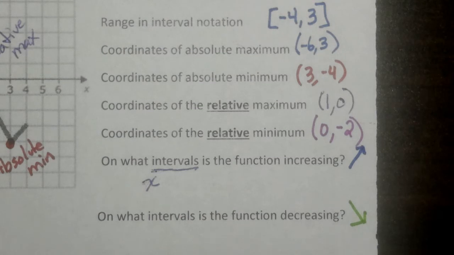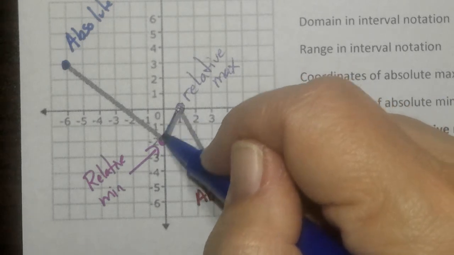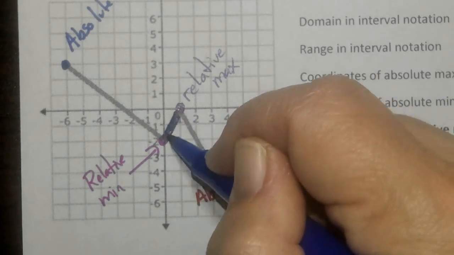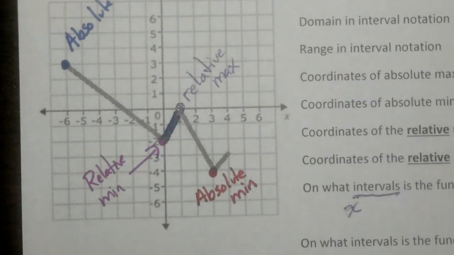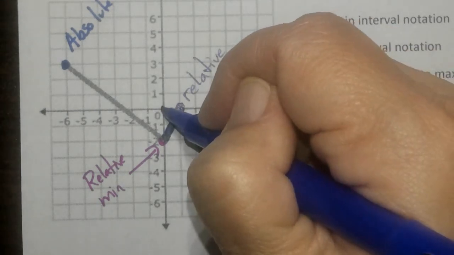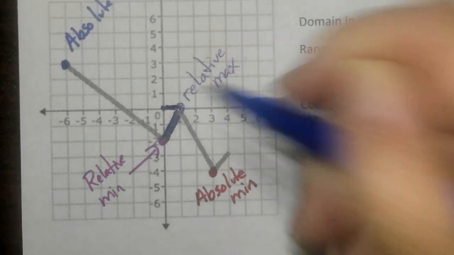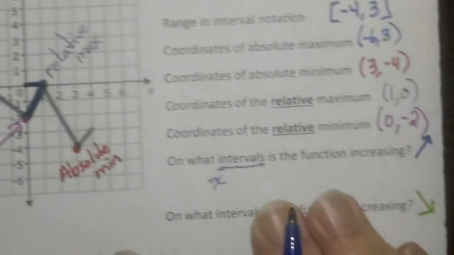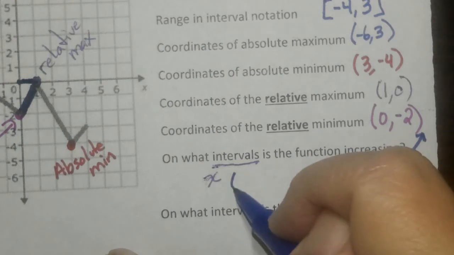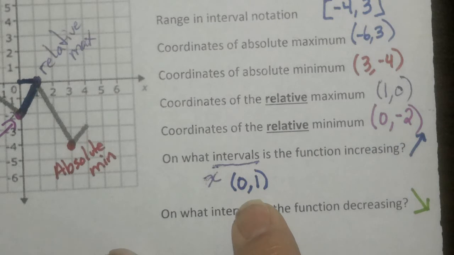All right, so here's how I'm going to look at that. I want to see where the function is increasing. So I've got a positive slope. Do you see that right here? This is increasing. So then I want the x values for here. That is x going from 0 to 1. So my interval is the interval 0 to 1. These are x values.